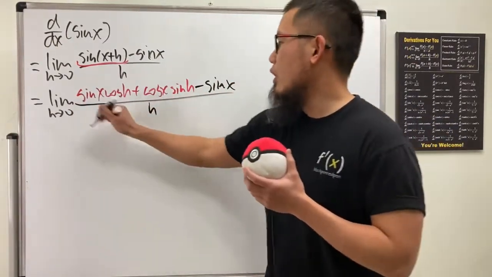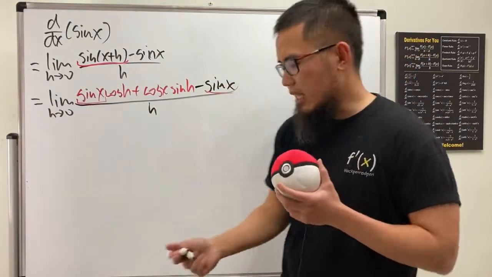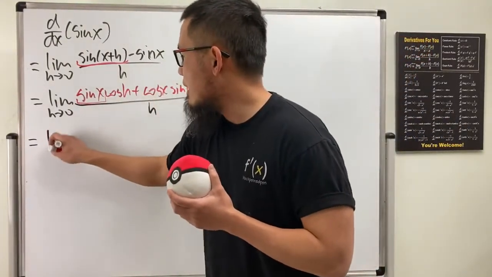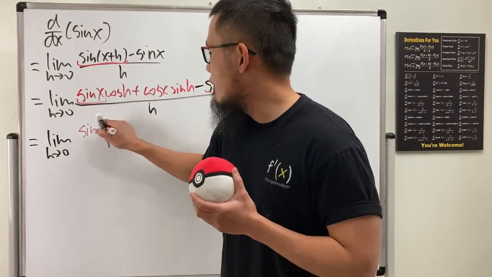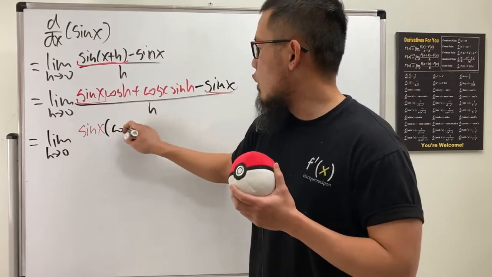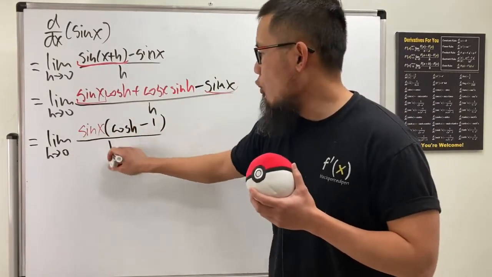And now, here's the deal. You see that we have the sine x right here and also sine of x right here, right? So we can put them together and factor out the sine x. So next, we will have the limit as h approaching 0. And then I'm just going to write down the sine of x right here first. And you see this right here, we'll have cosine of h, and then this right here, we'll have minus 1. And let me close the fraction, so I'll put down over h right here.